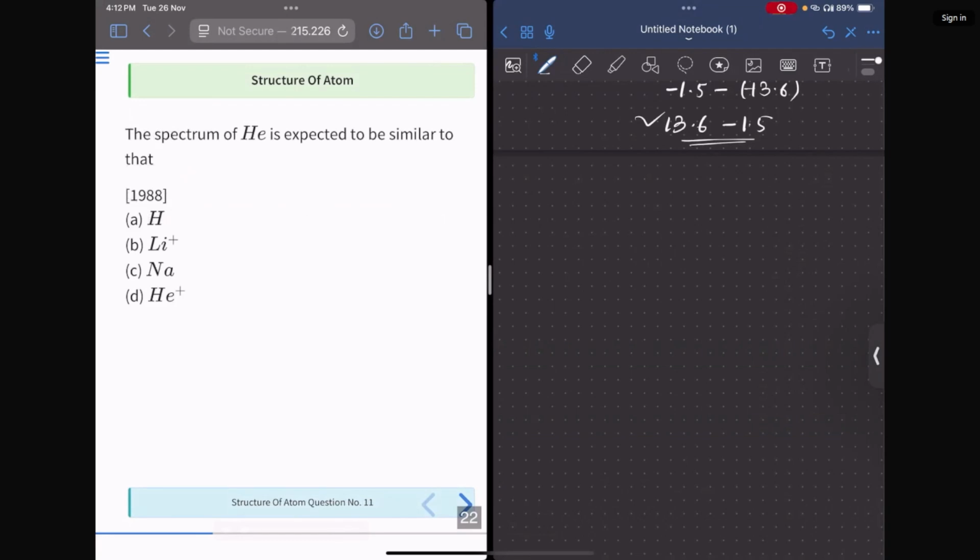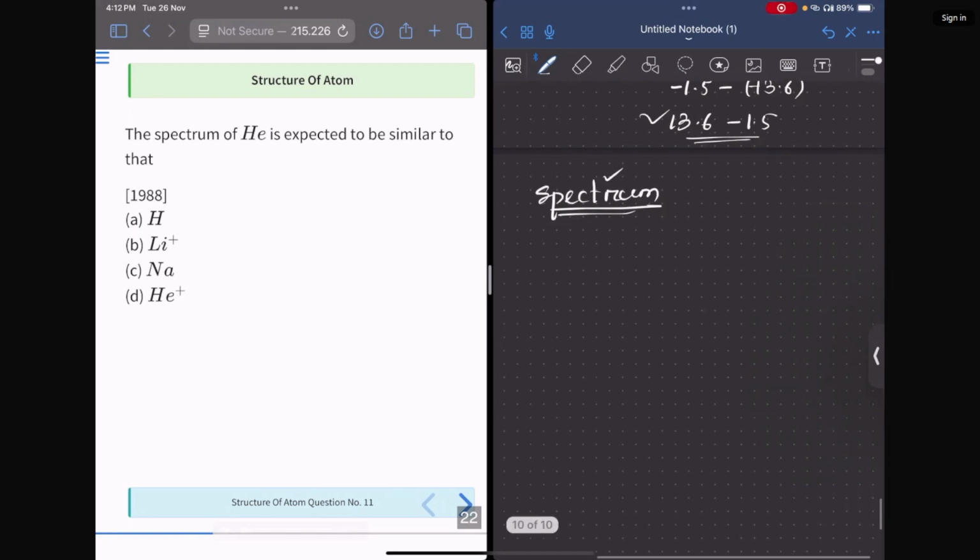The spectrum of helium is expected to be similar to that of which? Options are hydrogen, lithium plus ion, sodium, and helium plus ion. What is spectrum? We talked about spectrum: Lyman series, Balmer series, Paschen series, and Brackett series. These are the spectrum of the electron. The spectrum depends on the number of electrons, not on the number of protons or neutrons.